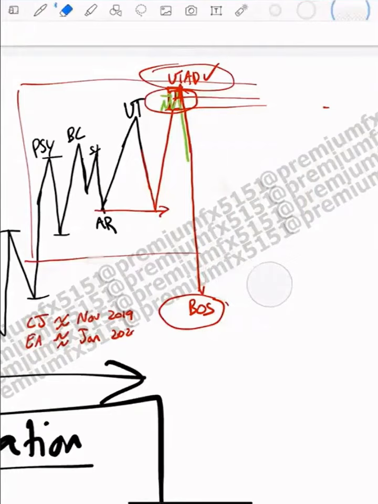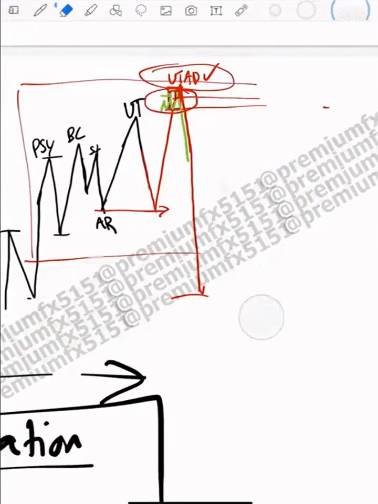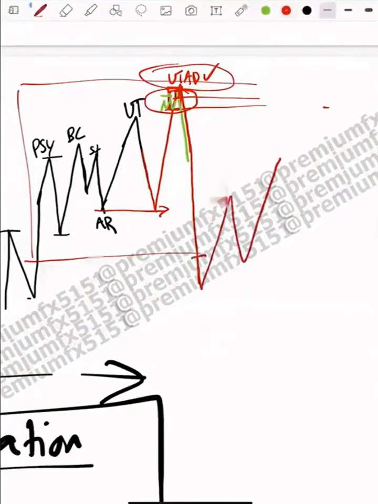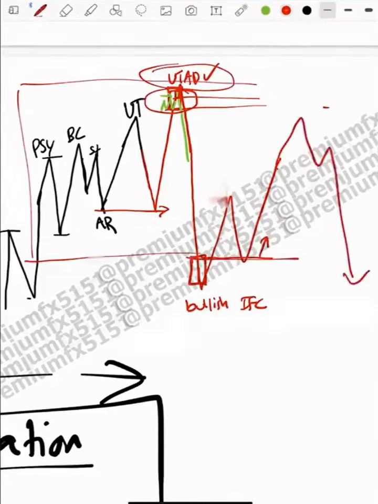Instead of doing that, it would go on to do something like this. So bullish IFC. Again, this having a bullish mitigation does not necessarily mean the sell is invalid, because you can have bullish price action leading into a sell. That's completely fine.